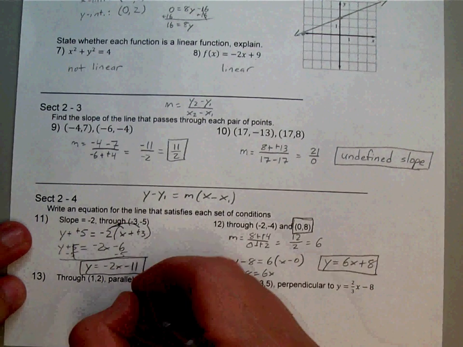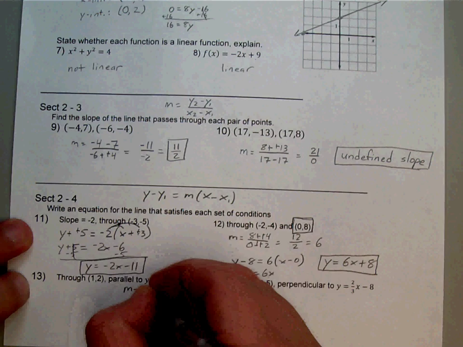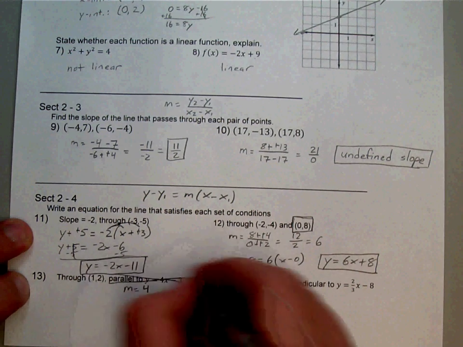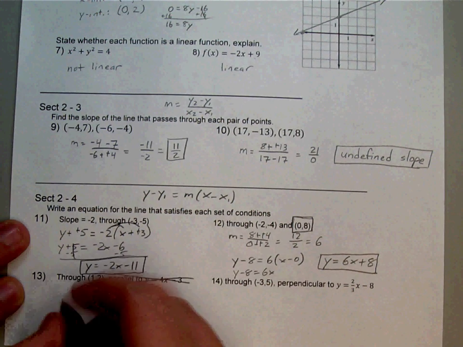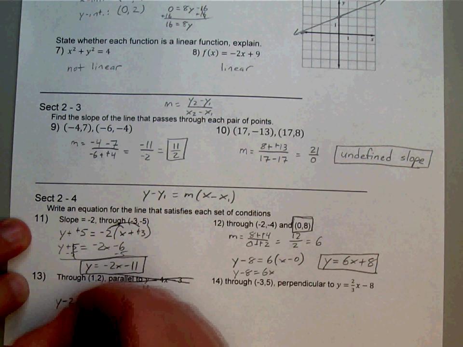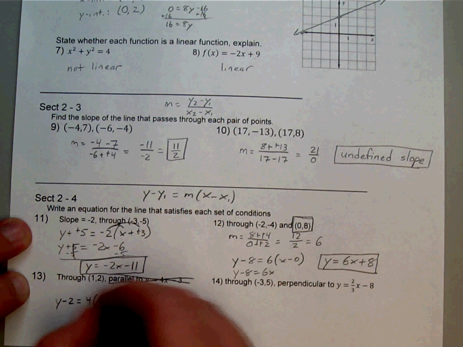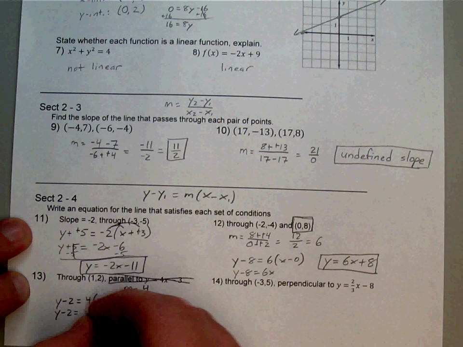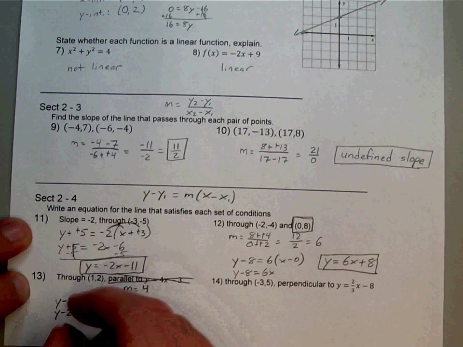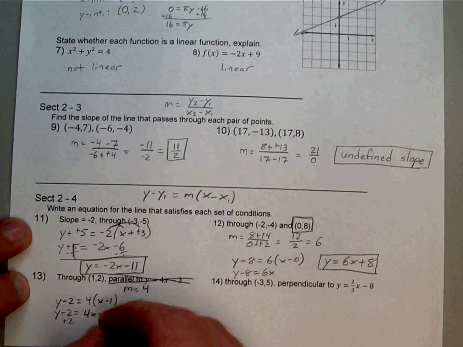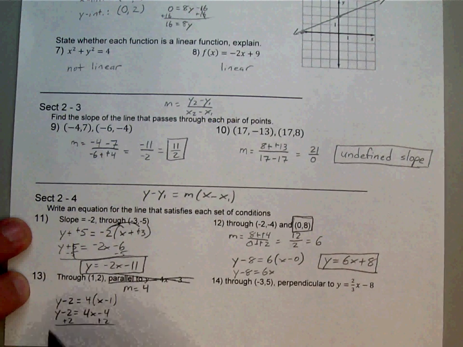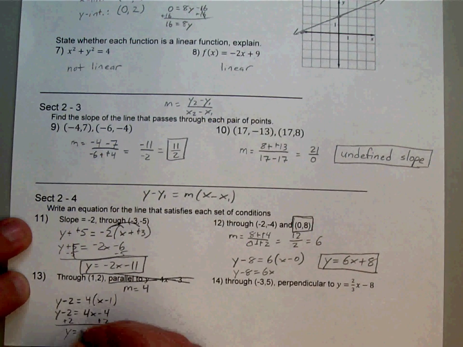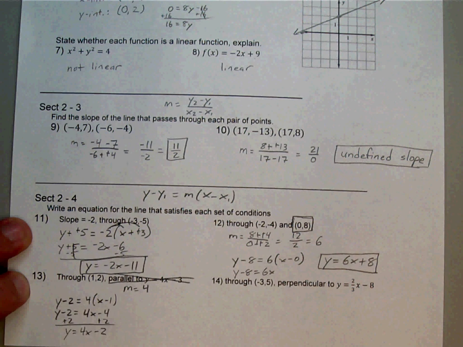Number 13. We're going to be parallel to that line, so we'll have the same slope. Don't use that equation anymore. y minus 2 equals 4 times x minus 1. Distribute the slope, 4x minus 4. Add the 2. y equals 4x minus 2.